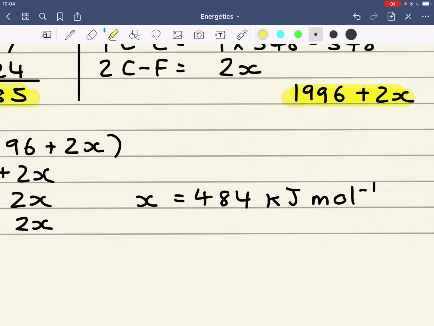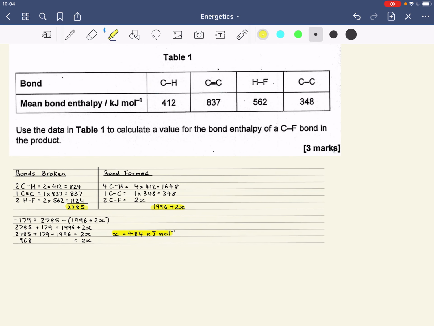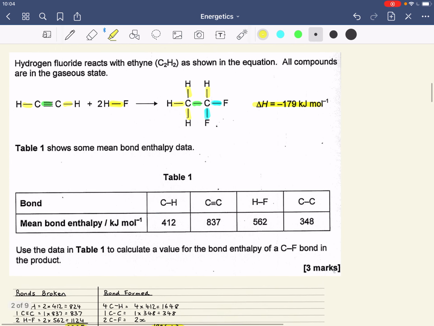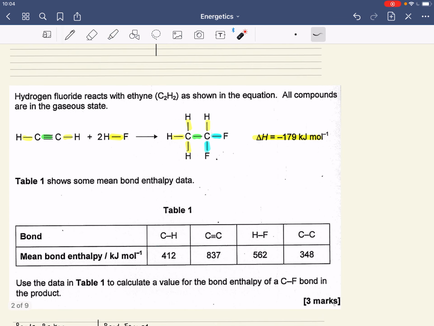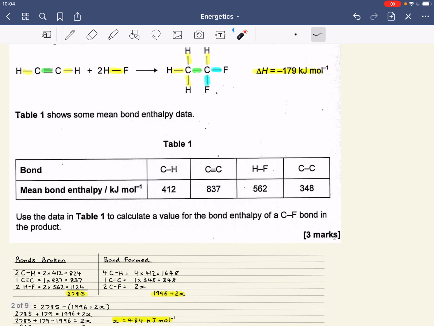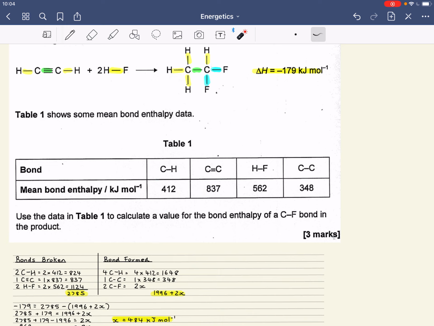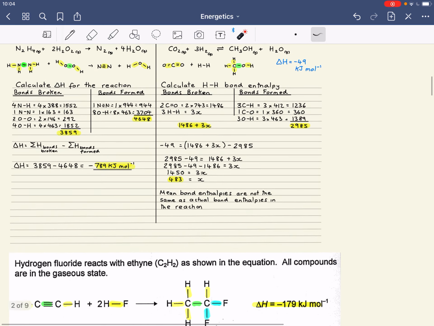So that is a recent exam question, and one which, when I marked it, quite a lot of people got wrong. But again, if you follow the procedures done here, then you should be fine. I think where a lot of people went wrong when I looked at it is they forgot that CC bond there. So you've got to make sure you include all the bonds that are broken and formed and double check that. So you are now well armed to be able to answer any question involving bond enthalpies.